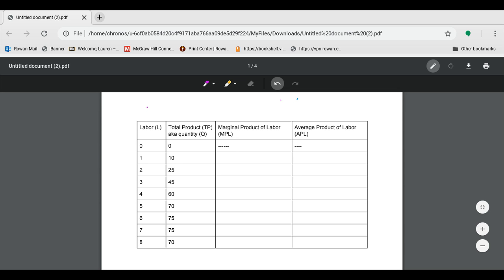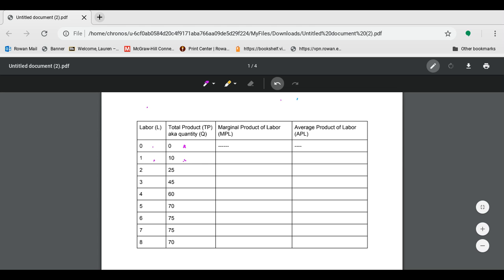The total product is the amount of output or quantity that we're producing. So if we have 0 workers, we're assuming that they can't make anything. But if we add workers, they can make more things. So maybe if we think about ice cream sundaes, we need someone to scoop the ice cream and add all the toppings. We can't just have nobody working, just have machines, at least at this time.